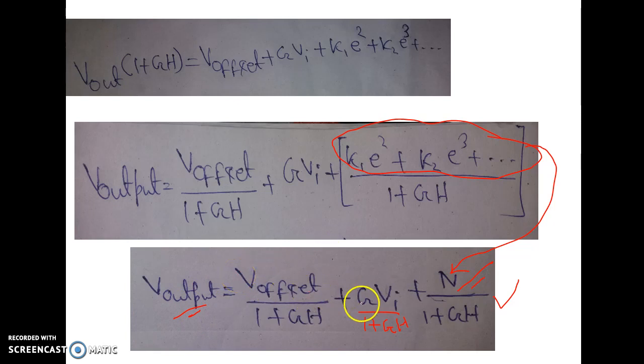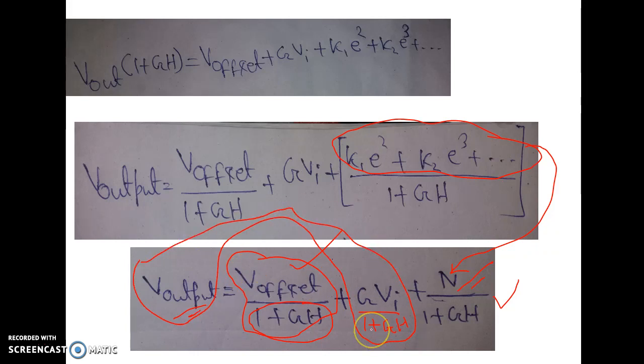Now see carefully what is happening. Due to application of the negative feedback scheme, the offset voltage is reduced by a factor 1 plus GH. And this thing you all know, that V output is equal to G by 1 plus GH into Vi. This is nothing but the relationship between output and input voltage for an ideal amplifier with feedback.